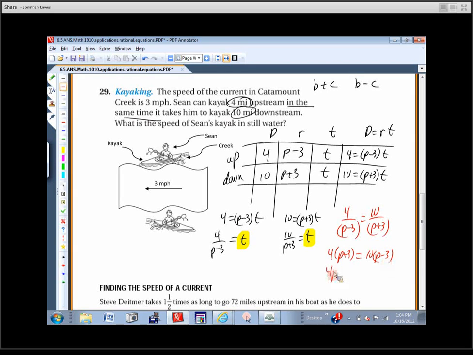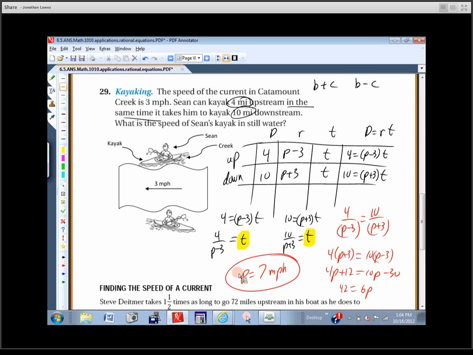So we're going to have 4P plus 12 equals 10P minus 30. I'm going to move the 4P over, so that's going to give me a 6P. I'm going to move the 30 over. That's going to give me a 42. Let's see. Divide by 6. I end up with P equals 7. What did P stand for here? Speed. How fast he can paddle, right? How fast can he paddle? 7 miles per hour. Okay.